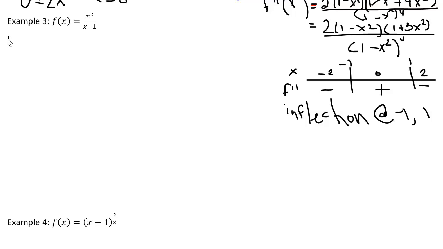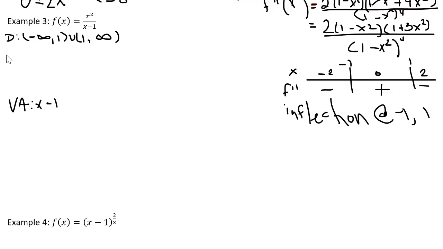Step one is to check your domain, which should be all real numbers where x is not equal to positive 1, since positive 1 is going to give us a divide by 0 error from our denominator. We also know that x equals 1 is going to be the location of the vertical asymptote because of this.